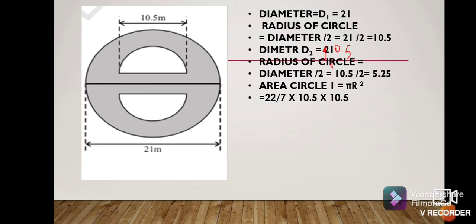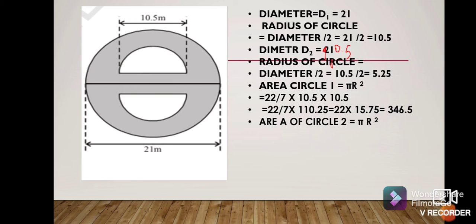Okay. Now first we find the area of the circle 1, pi into capital R square. Then we get 22 by 7 into 10.5 into 10.5. 10.5 is the radius of the biggest circle. So by cancellation or calculation, we get 22 by 7 into 110.25. That is simply 22 into 15.75, after cancellation of 110.25 by 7. Then on simplification, we get 346.5. This is the area of the largest circle, that is circle 1.